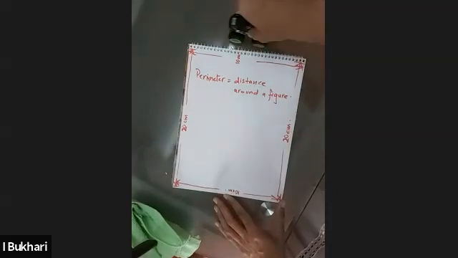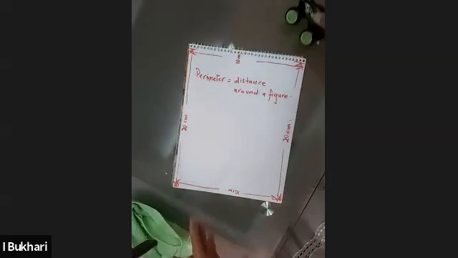Okay, so this is what we mean by distance around a figure. Now, another way of looking at it is this. How do we measure the distance around a figure when we have different shapes?